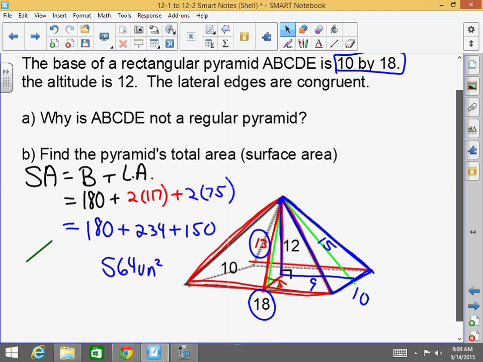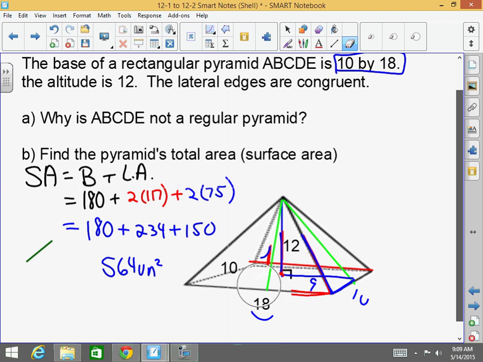Isn't this whole side 10? So isn't half of it 5? Check it out. I know that my height is 12, correct? But from this center point to this edge here, isn't that half of this side, which is 5? So that's a 5, 12, 13, making that my slant height. Does that make sense? All right, guys.